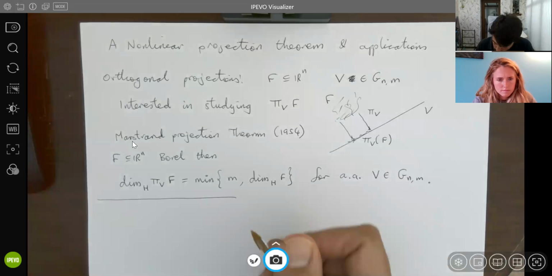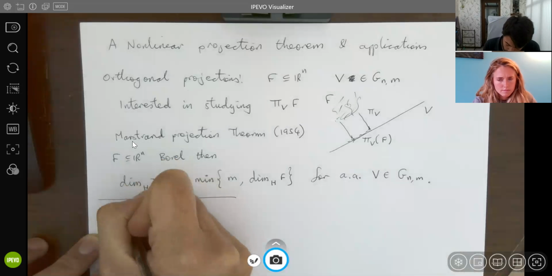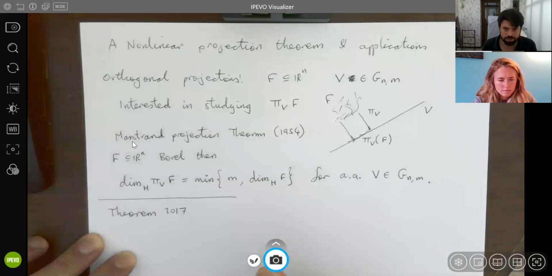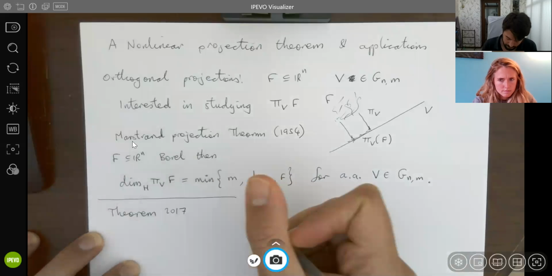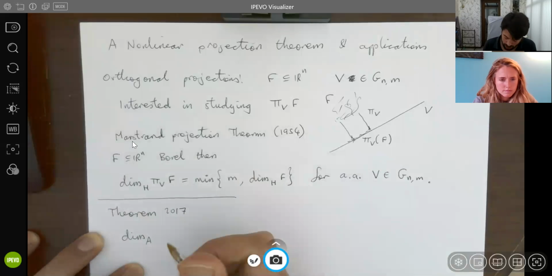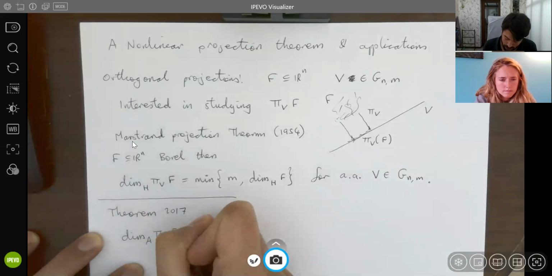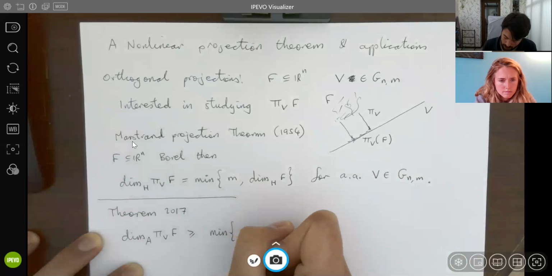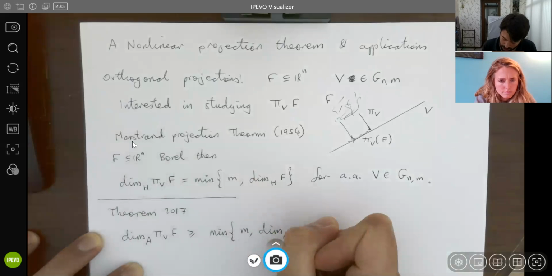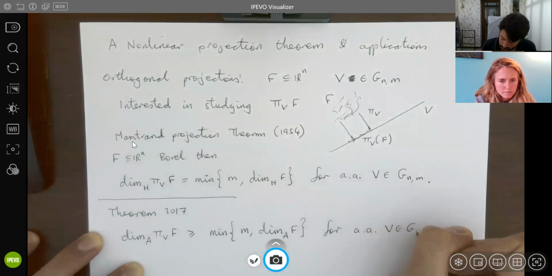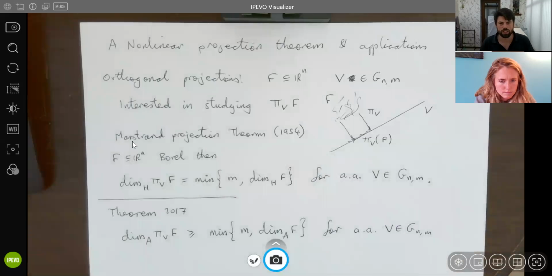And the result we've managed to prove is as follows. So this is probably from 2017. The Assouad dimension, which I'm going to denote by dim A, of pi v f is at least the minimum of m and the Assouad dimension of f, for almost all v in G(n,m). So it's a similar result to the Hausdorff dimension result, but there are various notable differences.